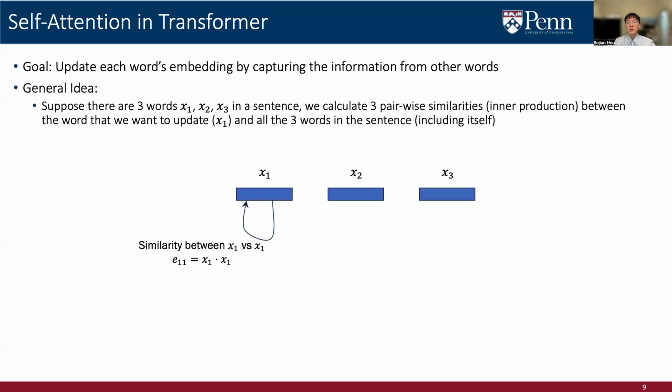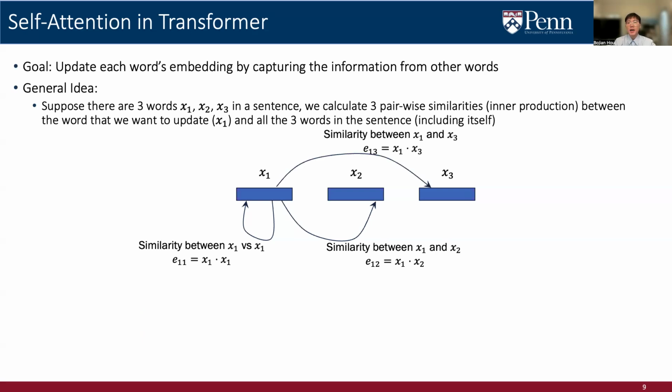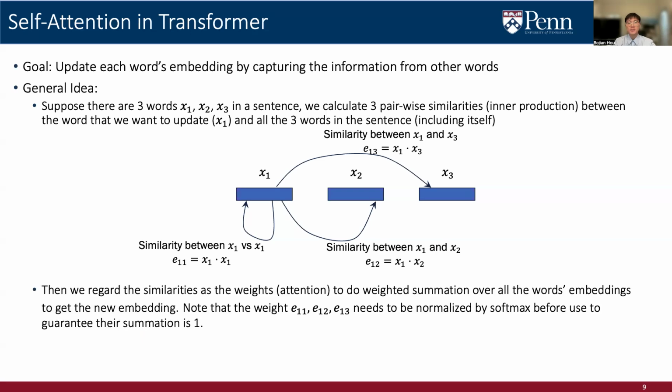We first calculate the similarity between x1 and itself to get E11. We then calculate the similarity between x1 and x2 to get E12. We finally calculate the similarity between x1 and x3 to get E13. Then we regard the similarities as the attention weights to do a weighted summation over all the word embeddings to get the new embedding, x1 new. Note that the weights E11, E12, E13 need to be normalized by softmax before use to guarantee their summation is 1.